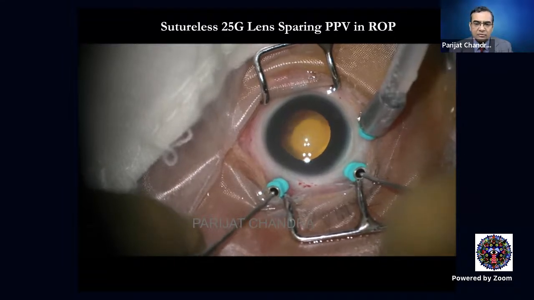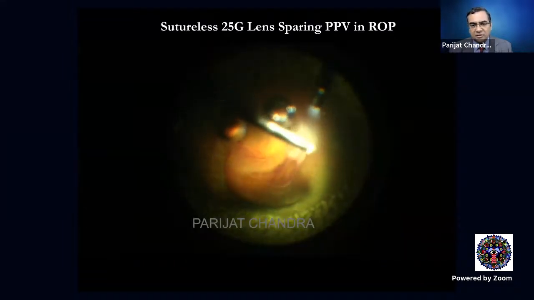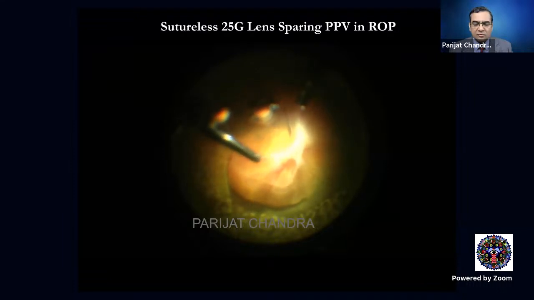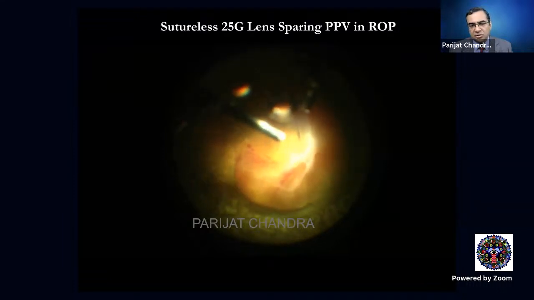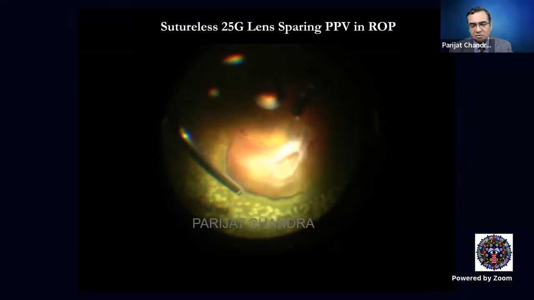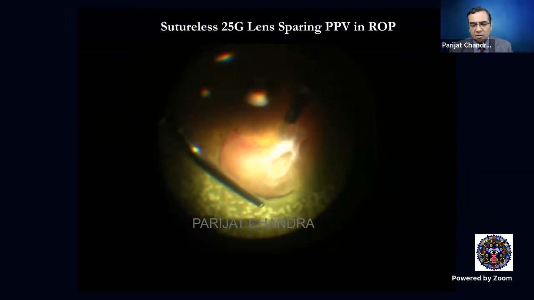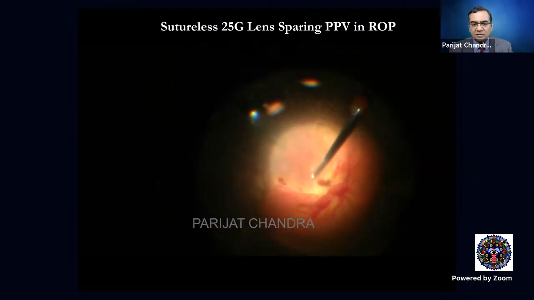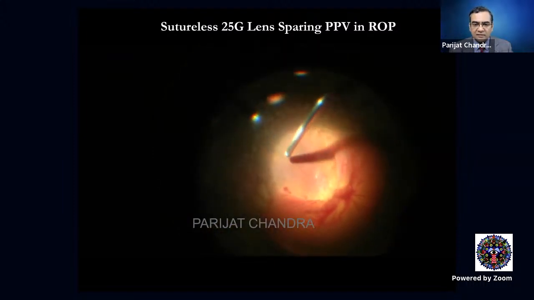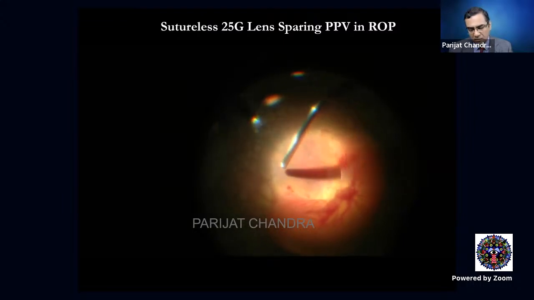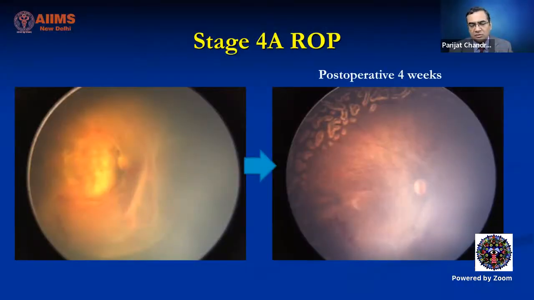Here's another case. This is more of a posterior case, where you can see this is a zone 1 stage 4 ROP. So we're just trying to remove the traction which is there, and you can see fresh laser marks have been given just prior to surgery, and vitrectomy has been done to relieve all this traction and remove the vitreous load. You can see all the yellow vitreous is now gone. You can see the pink glow is coming very nicely, and once you do that, that's how it looks, and this is what it looks like at 4 weeks.